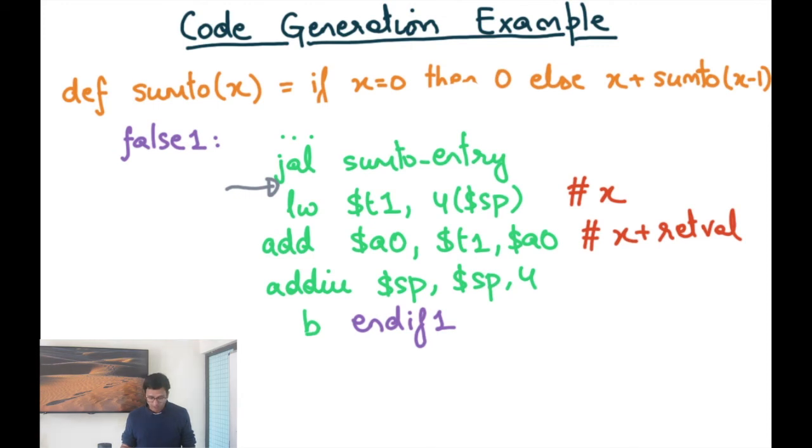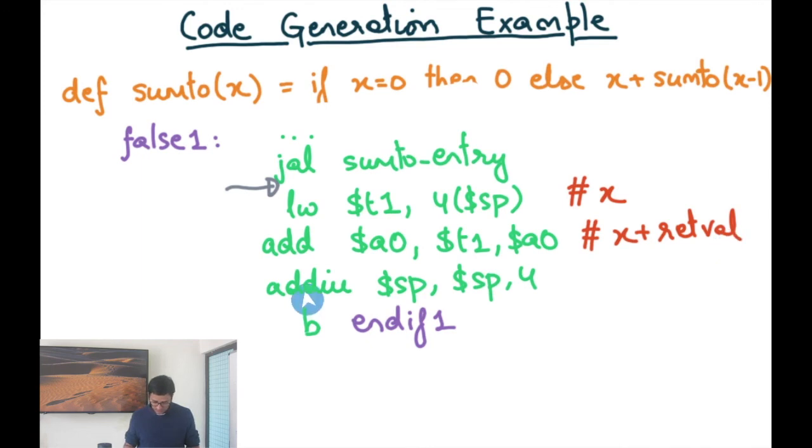Because of the plus operator, I had saved the value of x on the stack, and I'm assuming that because of the function call, the stack hasn't been changed. That's the invariant we are maintaining. And so I can assume that x is at the top of the stack, and where's the top? That's just 4 plus sp. So I load x from 4 plus sp to t1, and then I execute add on t1 plus a0 to store in a0, and that computes x plus retval in a0.